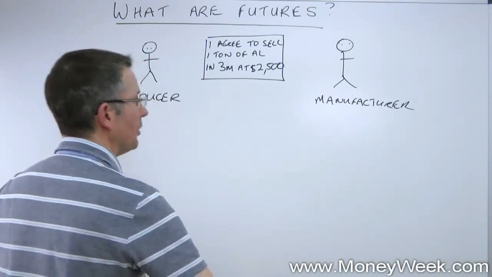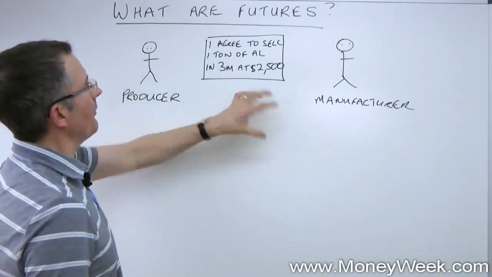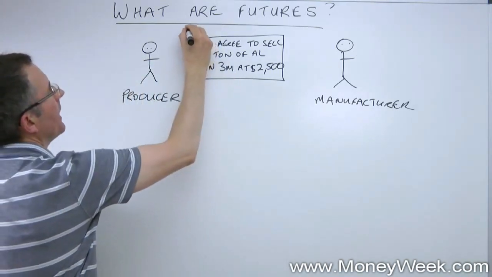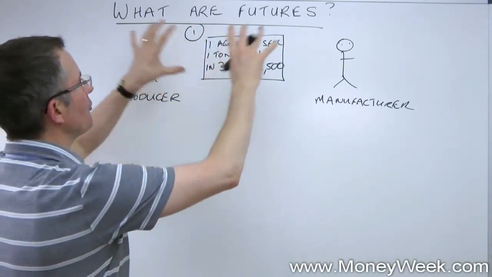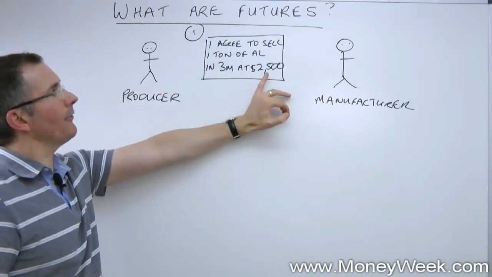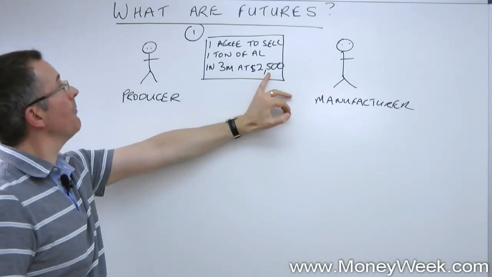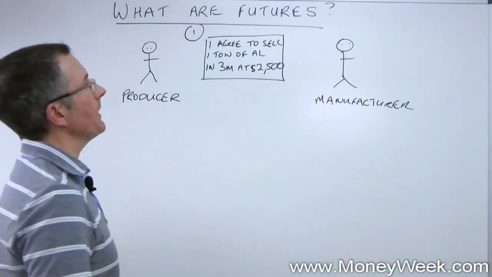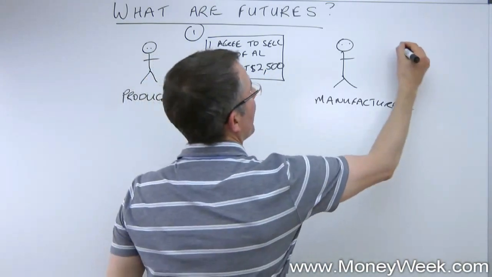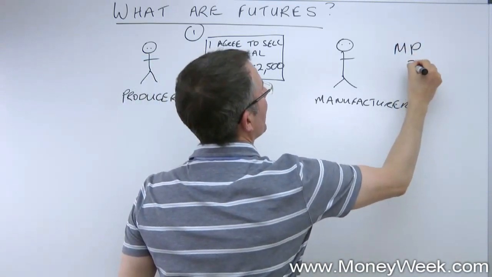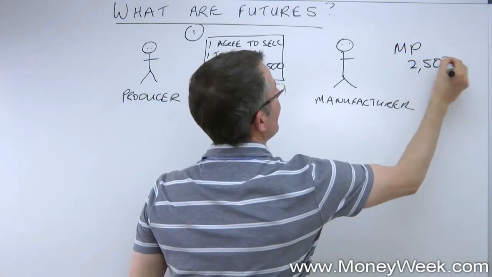So we've still got a producer and a manufacturer, let's say. We've still got contract number 1. And let's say that when this contract is signed, back at the start of the 3-month period, the market price of aluminium is $2,500. So the market price is the price they've agreed 3 months down the line.